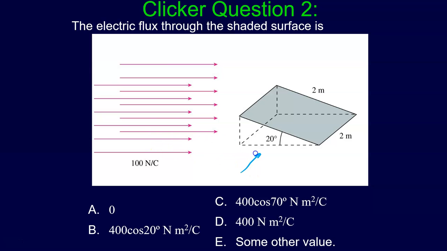But imagine I'm looking straight down this surface like so. So here's the surface. The electric field lines are coming through here like this, and I want to find the flux through this shaded surface, which is this one right here. So go ahead and stop here and try to think about this and see what you can come up with, and we'll talk about it in a second.